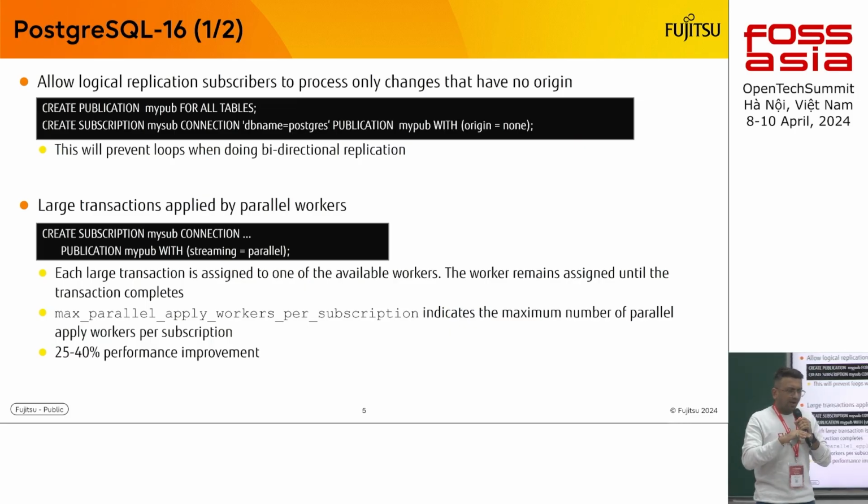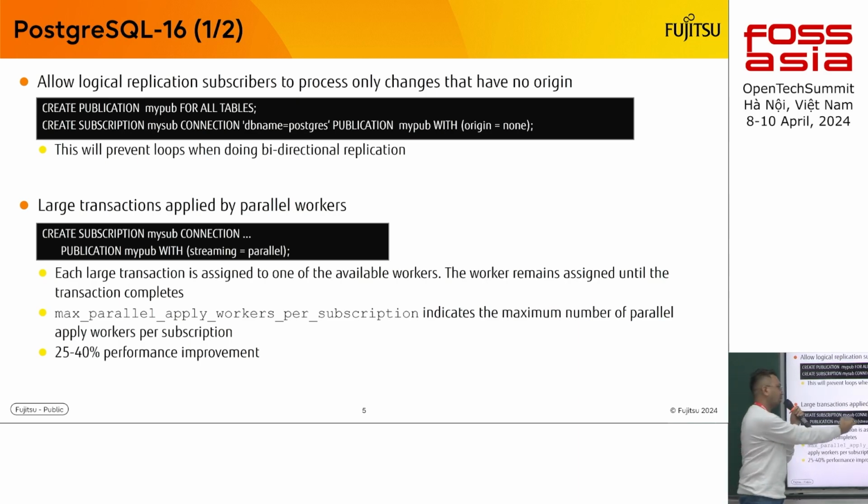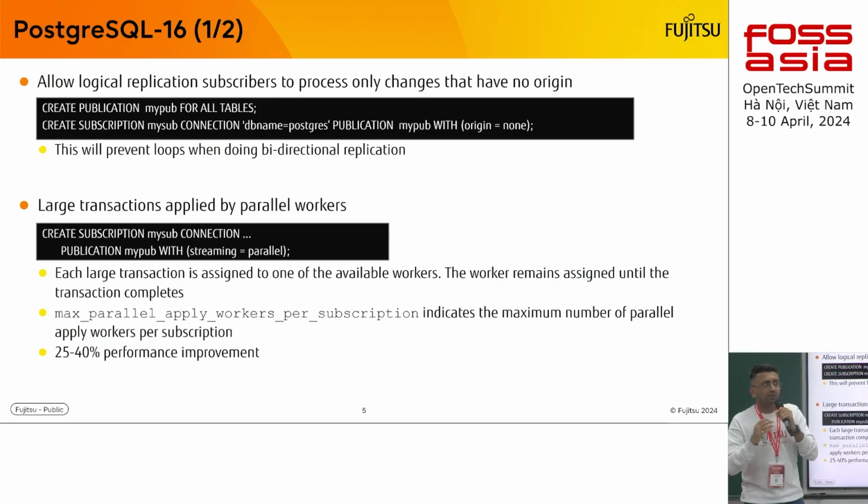Now, this is time consuming and it also increases some performance overhead. So to handle this overall mechanism, the community came up with a new subscription parameter called streaming. With the help of that, we will be able to apply the large transaction in parallel.